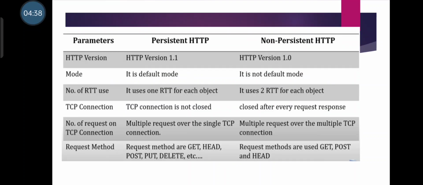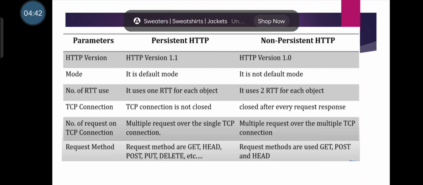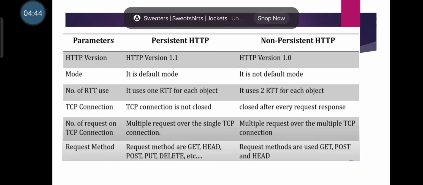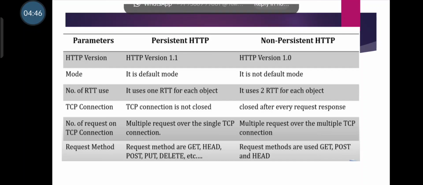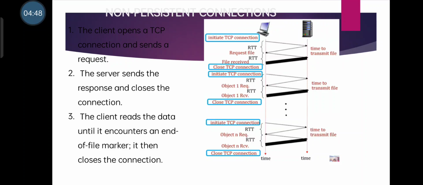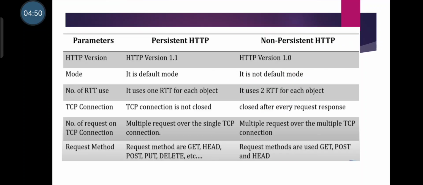So we are using HTTP, which is persistent. It is HTTP 1.1. HTTP 1.0 is the non-persistent connection. Regarding the number of RTT, the persistent connection uses only one RTT for each retrieval, but here it uses 2 RTT for each retrieval. Here the TCP connection is not closed. Here it is closed after each and every request.